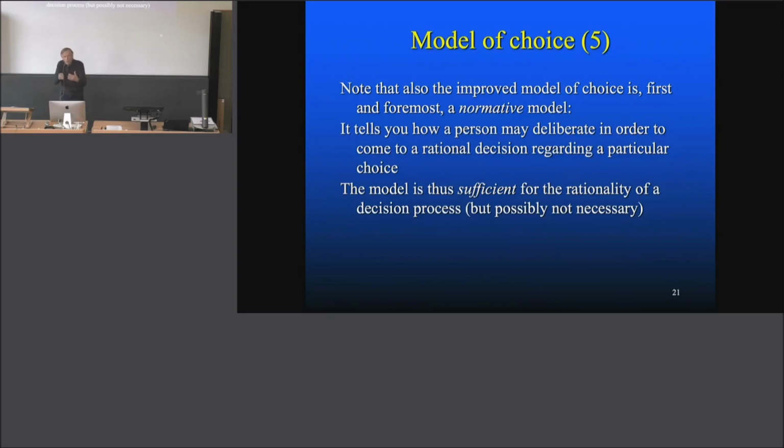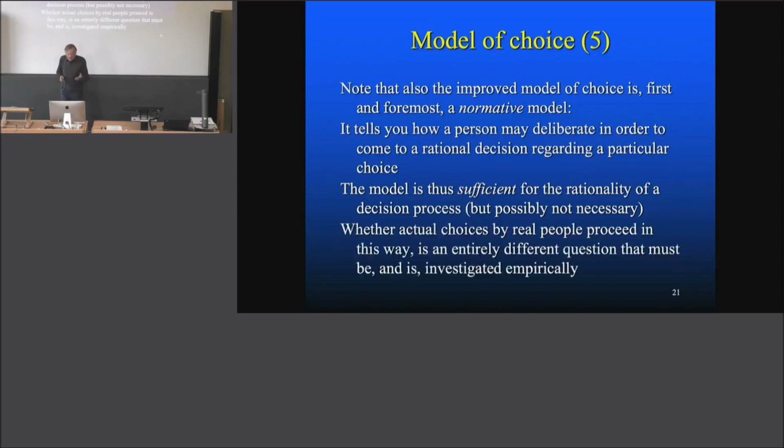And this is where the plausibility comes from, right? When you hear this model, you say, yeah, that's plausible. And somehow, sometimes I do something similar to that, looking at the aspects, evaluating them, aggregating them, finding a compromise, taking into account what my partner thinks. And here we go, and then we decide, right? So this looks quite plausible. It's of course not empirical. It's not an empirical investigation. That's something else. Whether actual choices by real people proceed in this way is an entirely different question that must be and is investigated empirically.